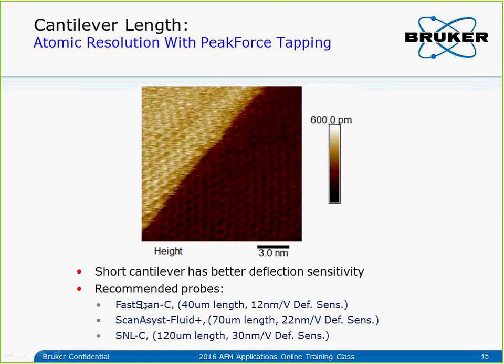So the main difference between these three cantilevers in terms of atomic resolution performance is not their spring constant. It's because of their length. FastScan-C is much shorter at 40 microns, the ScanAsyst-Fluid+ is 70, and the SNL-C is 120, so the short one is better. Actually, the FastScan-C, at 0.8 newtons per meter, is the stiffest of these three, but it has the best performance in atomic resolution imaging for this kind of hard sample.